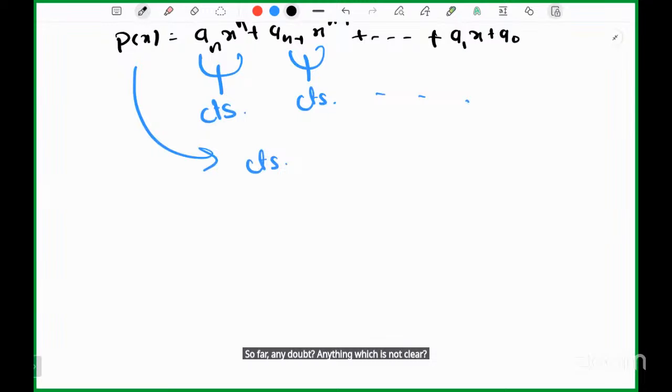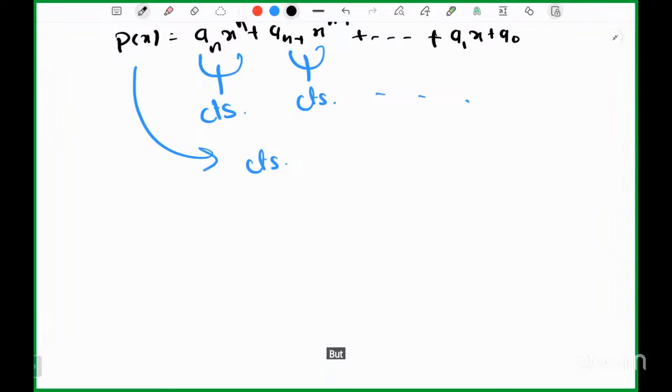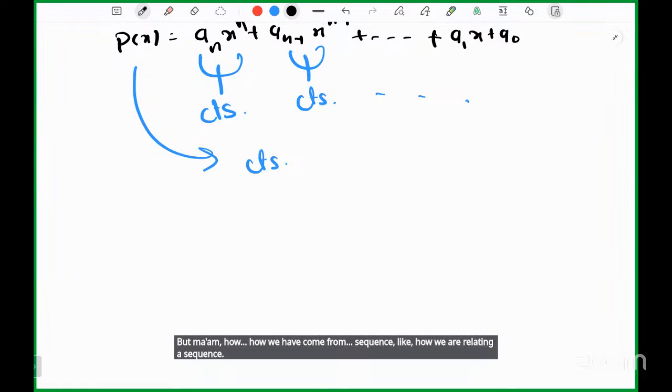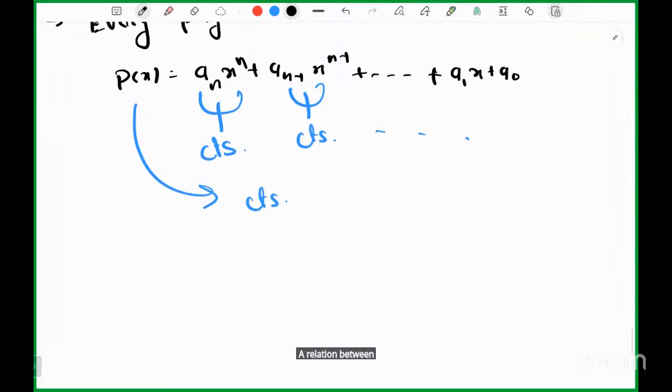No, ma'am. Okay. Ma'am, I have just not understood one point. I've understood left limit, right limit, everything. But ma'am, how we have come from sequence, like how we are relating a sequence which we started with to this function. That point, that link, I think I'm not getting. The relation between function and sequence.